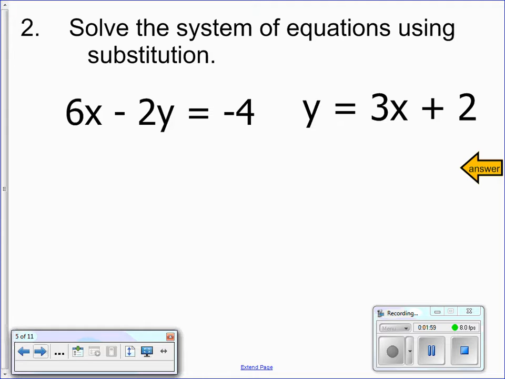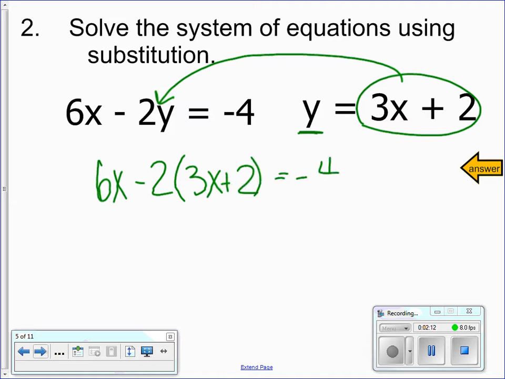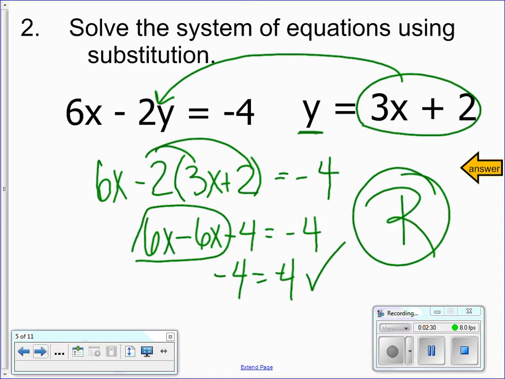Okay, this one already says y equals, so I'm going to plug this in for y. So 6x minus 2 times 3x plus 2 equals negative 4. So 6x, I'm going to distribute, minus 6x minus 4 equals negative 4. Combine like terms, and I get negative 4 equals negative 4. And that is a true statement, so my answer is all real numbers. Which means that the lines, if I put them both in slope-intercept form, we would have seen that they have the same slope and the same intercept.